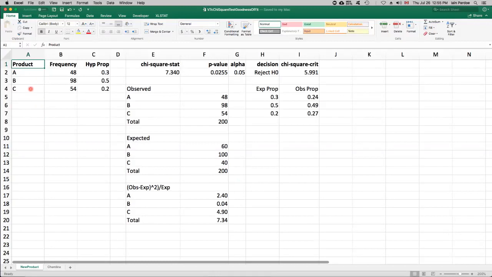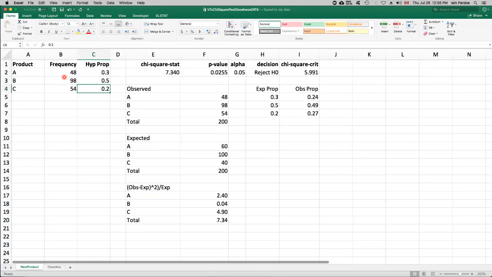product, and company C is trying to see if a new product that it's bringing out will increase the historical market share that the companies typically have. These market shares are represented here by hypothesized proportions. So historically, company A has a 30% market share, company B has a 50% market share, and company C has a 20% market share.